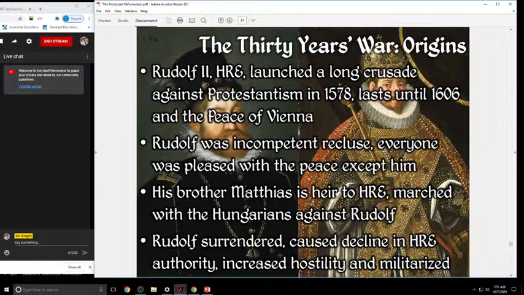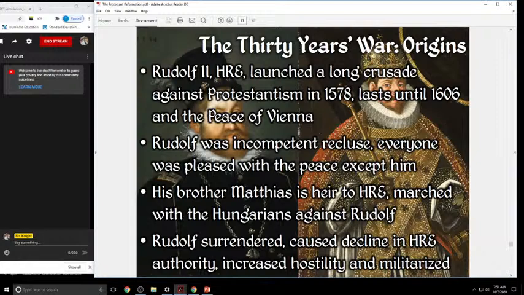And in 1578, Rudolph II launches a long campaign against Protestantism, and it lasts up until 1606 with something called the Peace of Vienna. But Rudolph was incompetent. He was a recluse, meaning that he did not like to go out into public. He was very isolative. Everyone was pleased with this peace except for him. Okay, he's the only one who's really vested in continuing the war.